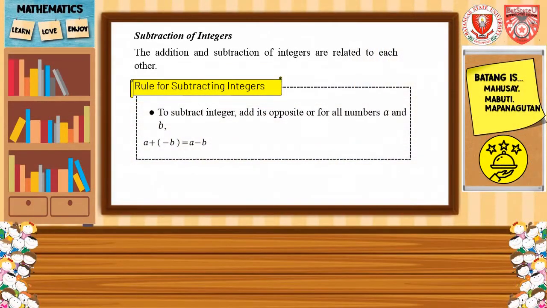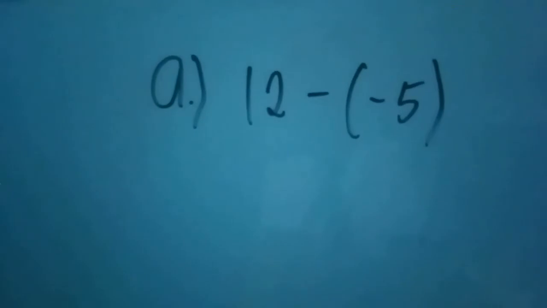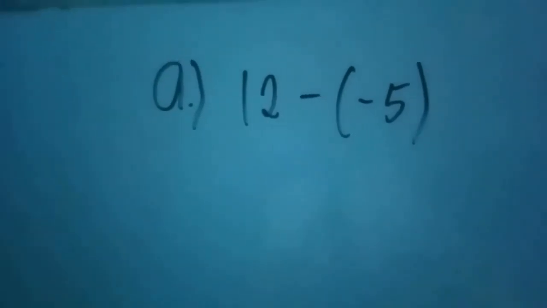Subtraction of integers. The addition and subtraction of integers are related to each other. Rules for subtracting integers. To subtract integers, add its opposite. For all the numbers a and b, we have a plus the negative b is equal to a minus b. Let us represent the integers as numbers a and b. Find the difference of the following numbers.